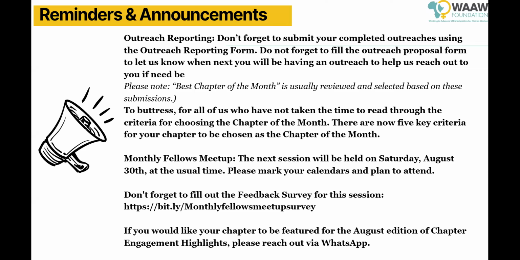To buttress for all of us who have not taken time to read through our criteria for choosing the chapter of the month, there are 5 key criteria. First is the number of outreaches you carry out in a month. Second is if you attended this fellows meetup. Third is how many of your fellows joined you in the meetup as a chapter lead. And the fourth is if you reported your outreach. The last one, and not the least, is if you filled up this survey form.